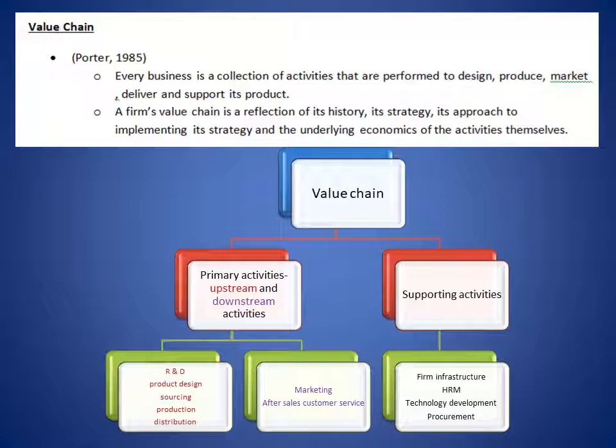And when it comes to the value chain, we have the primary activities, which are the upstream and downstream activities, and then we have the supporting activities. The primary activities mainly include research and design, product design, sourcing, production, distribution, marketing, and after-sales customer service, whereas supporting activities mainly include firm infrastructure, HRM, technology development, and procurement.